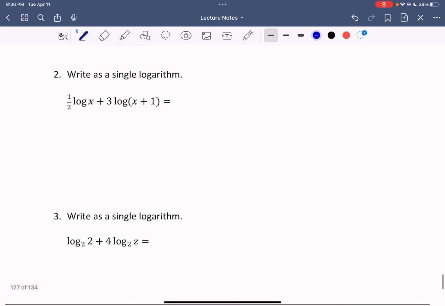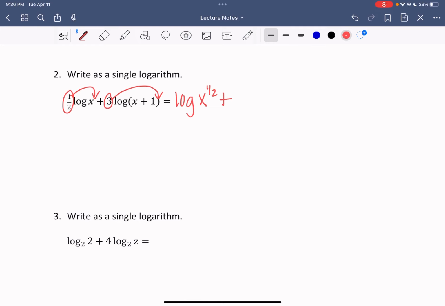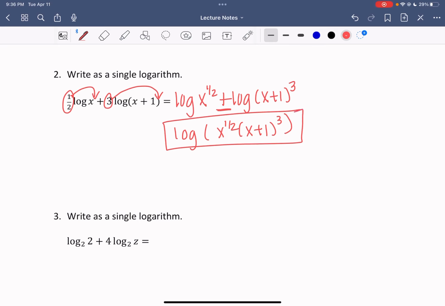Now in our expanding, we always brought the exponent out front. In the condensing, I'm going to bring those exponents up to get started. So that would give me log of x to the 1/2 plus log of x plus 1 cubed. And then addition is my multiplication, so I'm going to say log of x to the 1/2 times x plus 1 cubed. So that would be my final answer.